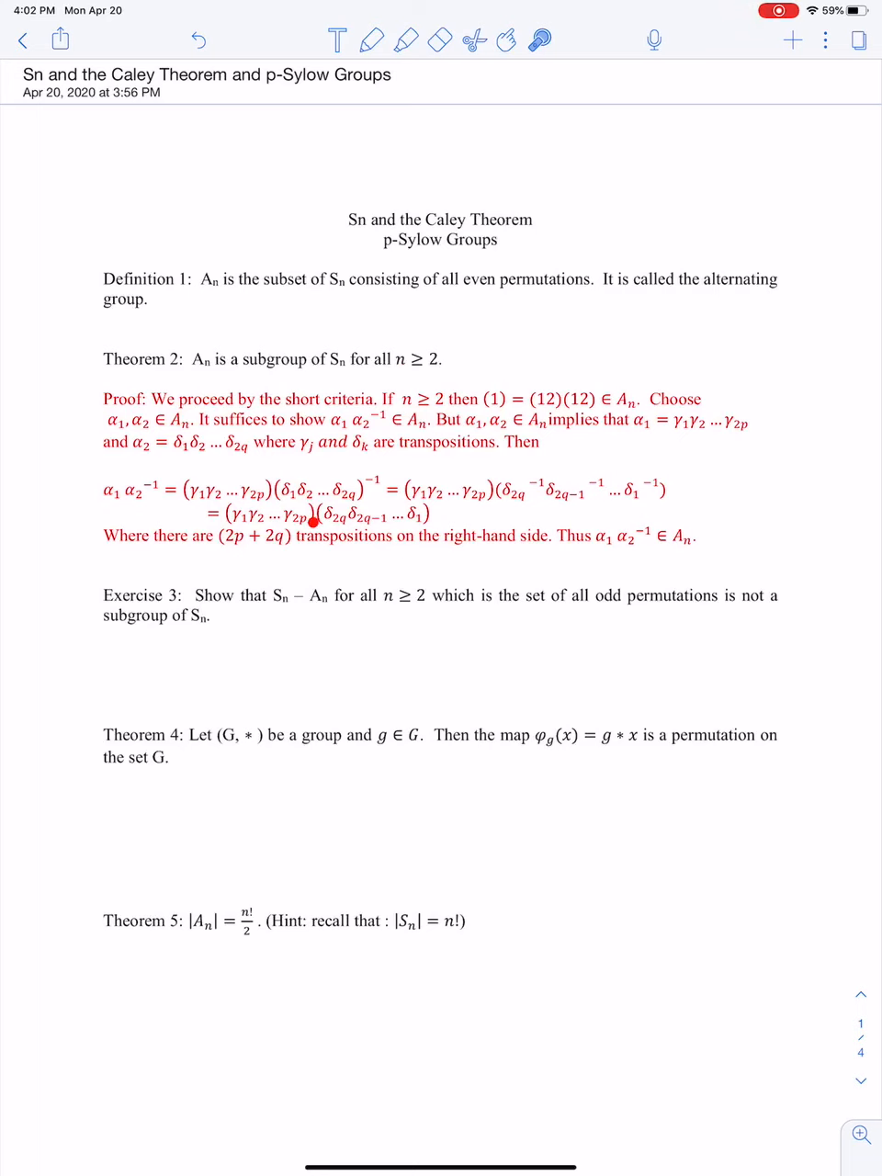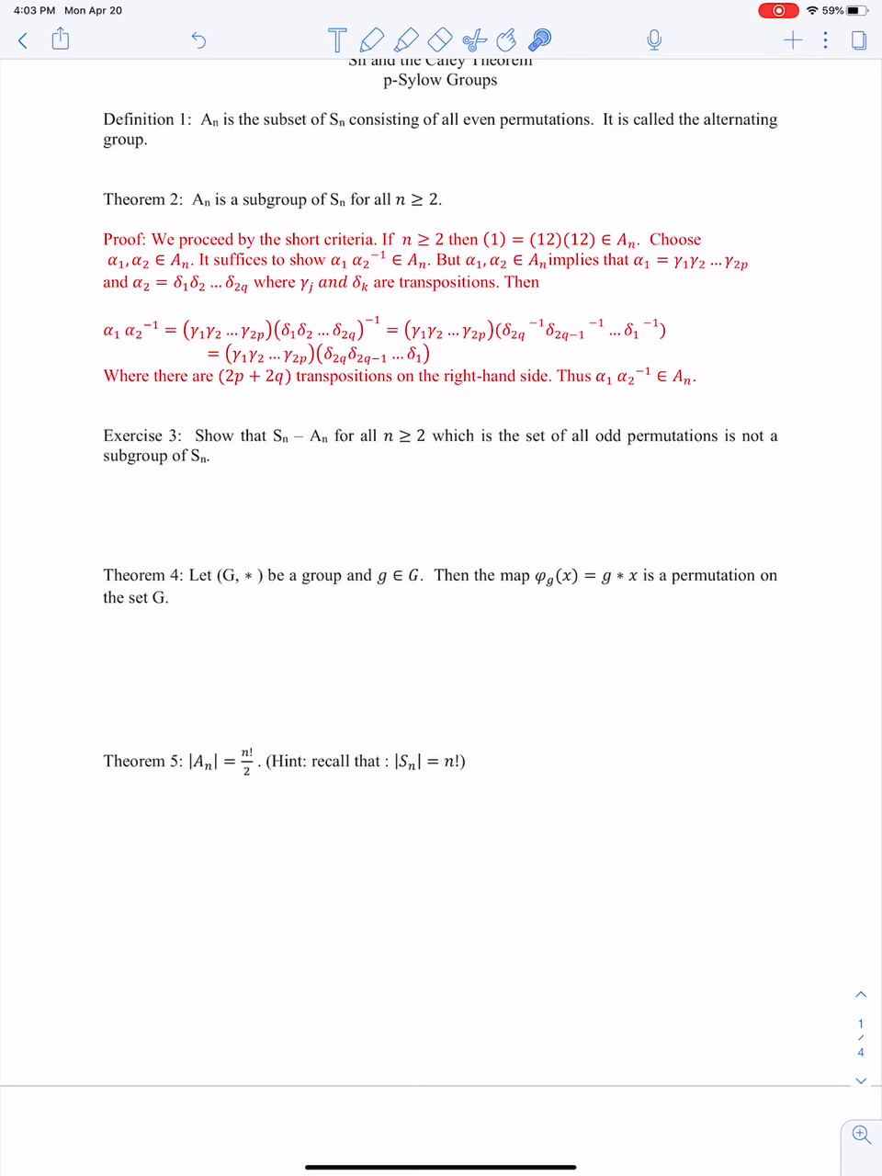So here's a product of transpositions. Here's a product of transpositions. I've written this as a product of transpositions. How many do I have? The answer is 2p plus 2q. And 2p plus 2q, I notice, is an even number. So I've written it as a product of an even number of transpositions. That's what it means to be in An. All right.